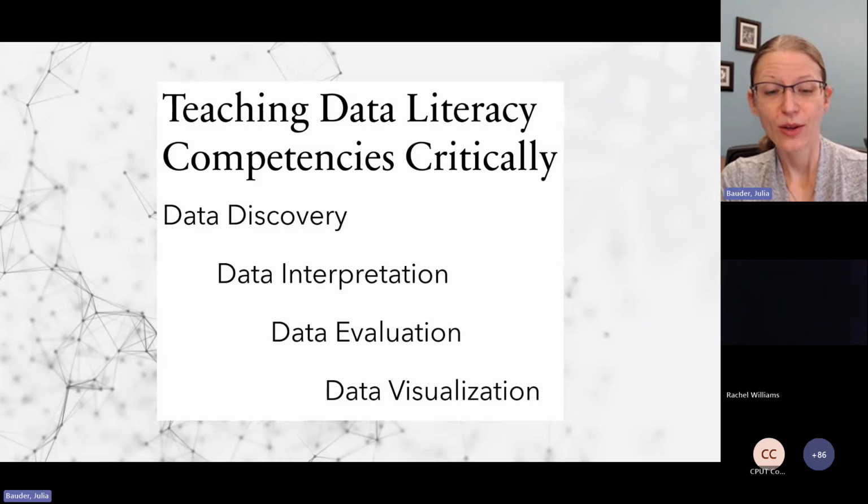And I hope I've convinced you that it's both worthwhile and not that difficult to incorporate more critical data literacy into the work that you do with students.